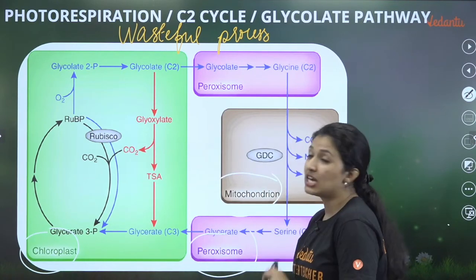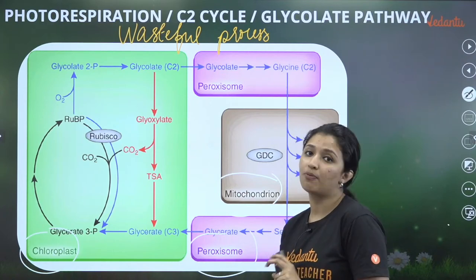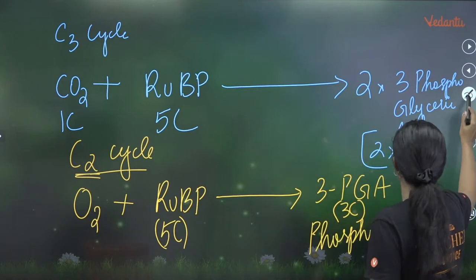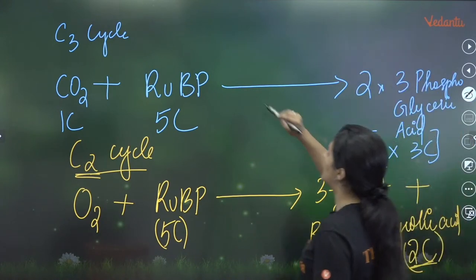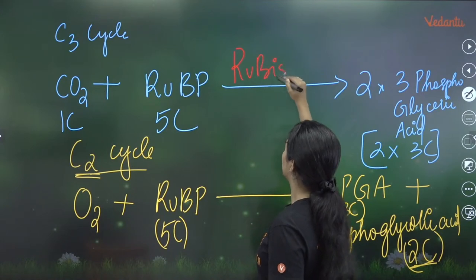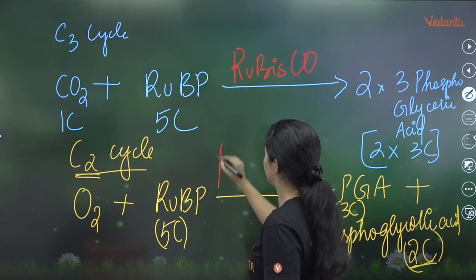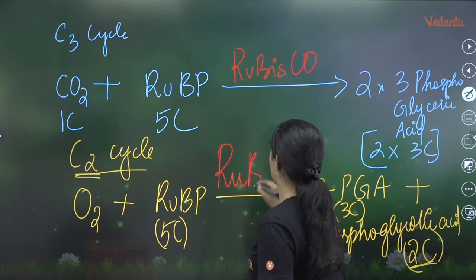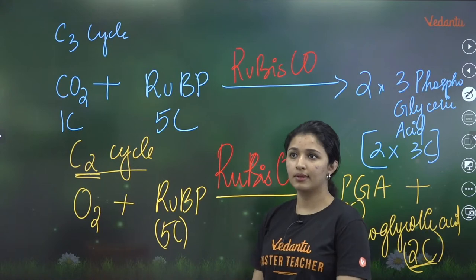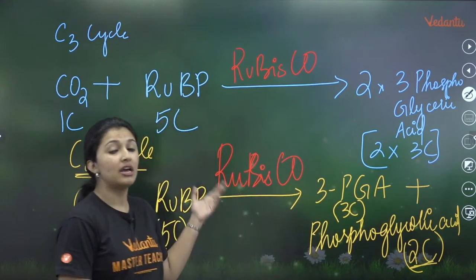So in that case, we should find some mechanism to stop photorespiration, because this rubisco is making an issue. So rubisco has to be tamed. The enzyme is the same, but rubisco actually selects.